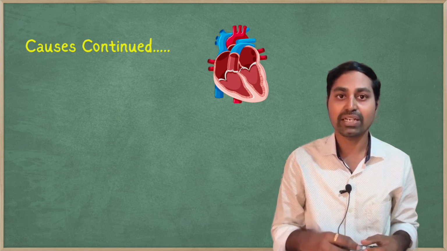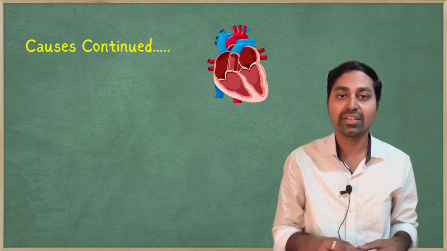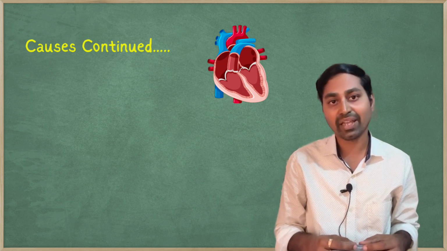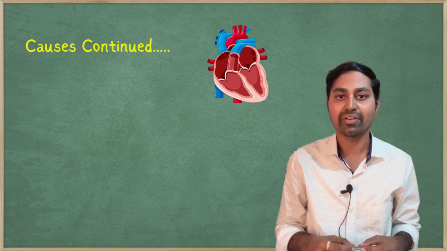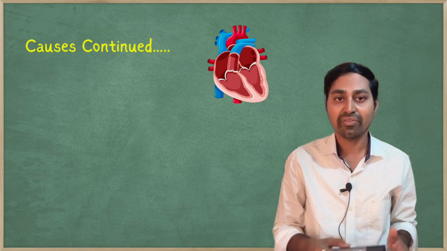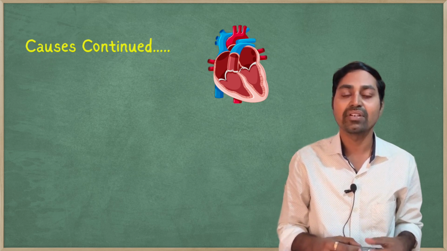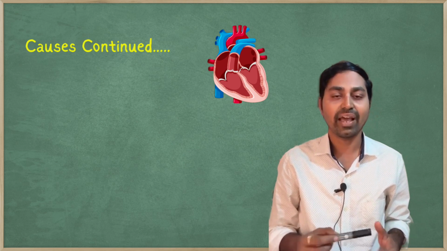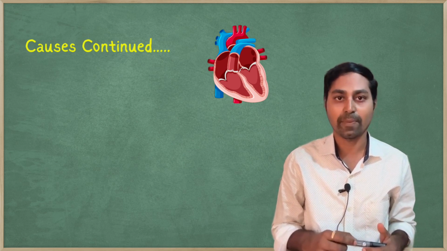Then fourth cause I told, arrhythmias or irregular heartbeats. Irregular heartbeats also can lead to heart failure. Then fifth cause for heart failure I told, diabetes. What is diabetes? Diabetes is high sugar levels, high blood sugar levels.